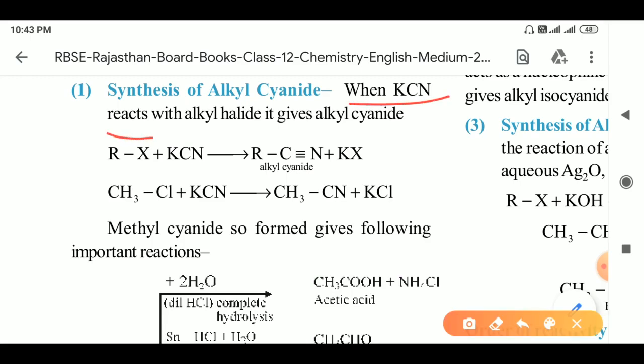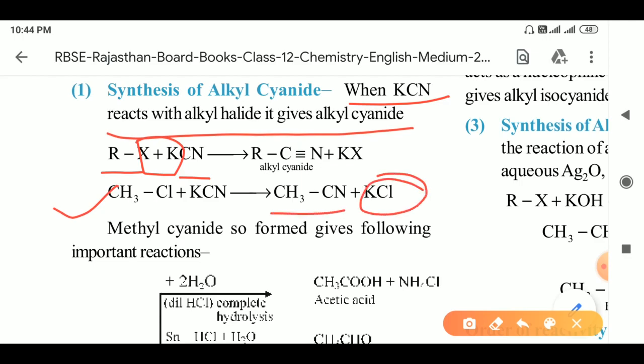When KCN, potassium cyanide, reacts with alkyl halide, it gives alkyl cyanide. RX reacts with KCN, KCl is removed and RCN is formed. For example, CH3Cl reacts with KCN, KCl is removed and methyl cyanide, CH3CN, is formed. The IUPAC names of cyanides are nitriles, so the IUPAC name of CH3CN is ethane nitrile.